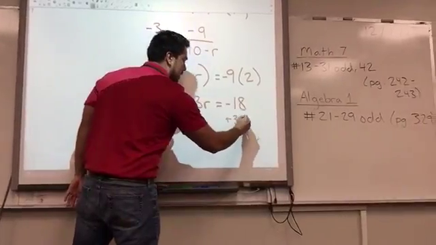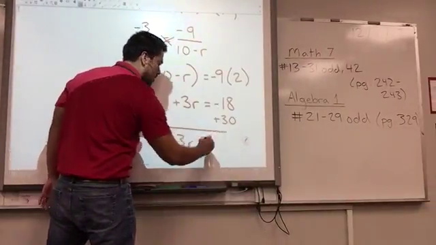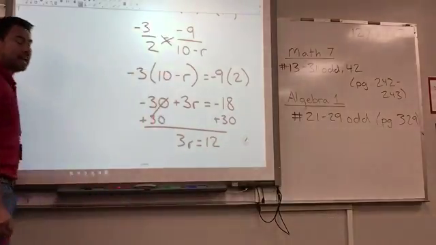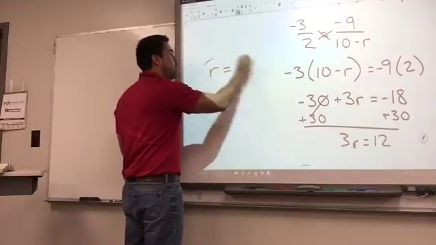Add 30 to both sides. You're left with 3r equals 12. And I heard the answer from some of you, but the answer is actually 4.